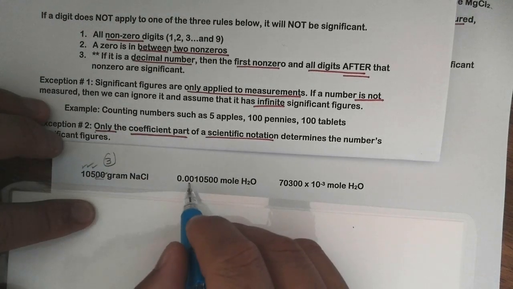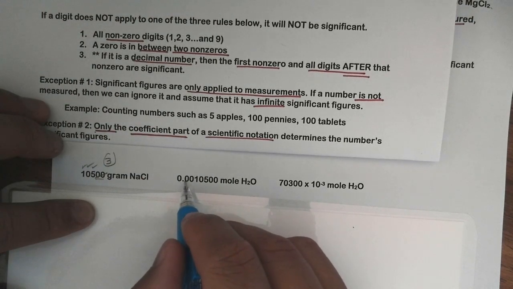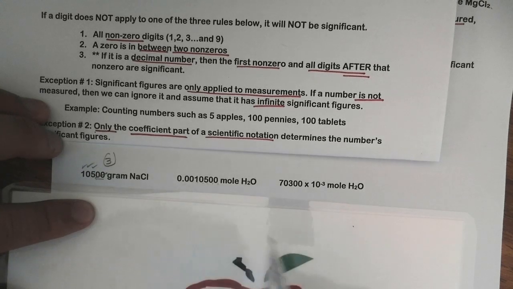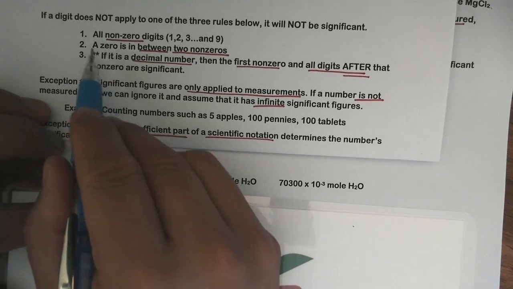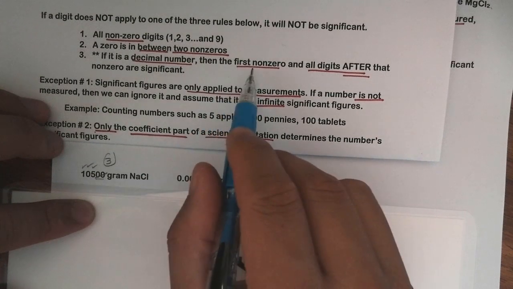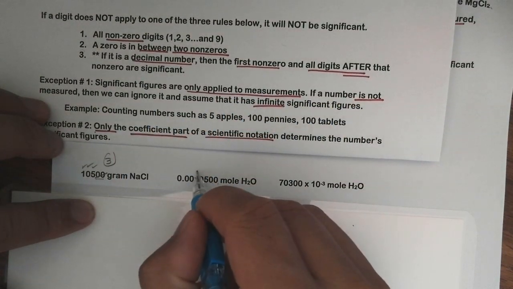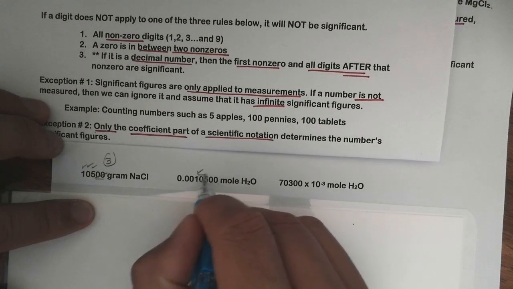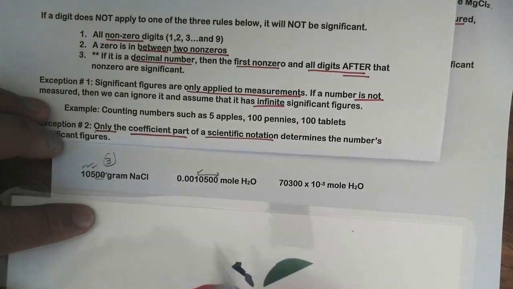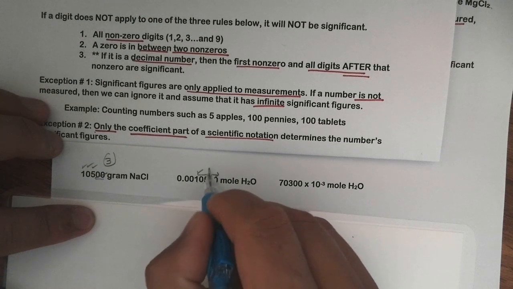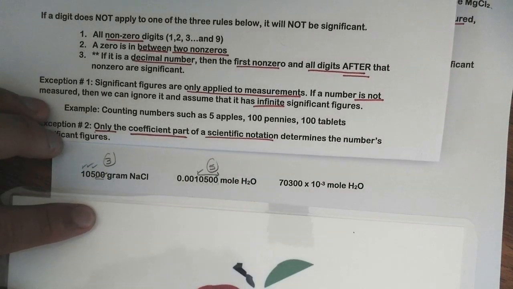Let's try another number. In this case, I have 0.0010500. This is a decimal number, so we look at rule number 3. We look for that first non-zero, and all the digits after the first non-zero are significant. This is our first non-zero, followed by all the digits after it. In this case, 1, 2, 3, 4, 5. So we have 5 sig fig.